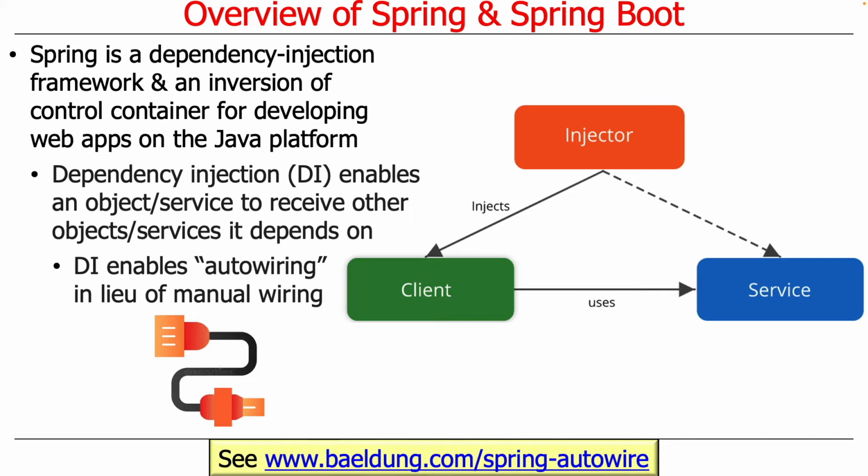Dependency injection, or DI, enables an object or a service to receive other objects or services that it depends on. And what it does is it enables the auto-wiring of these dependencies in lieu of manual wiring. What the heck does that mean? Well, usually when you write programs in a more traditional style, you'll end up doing things like, object foo equals new object something or other, right? You'll make a new, not object, but a class of some kind. And you do that wiring explicitly.